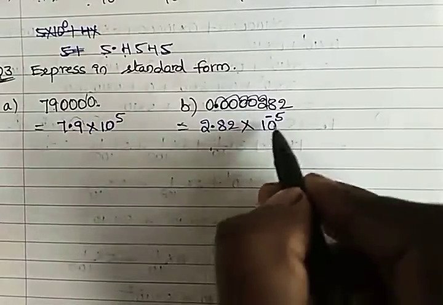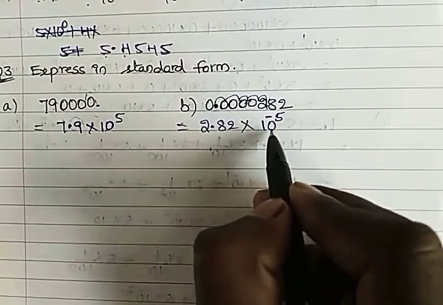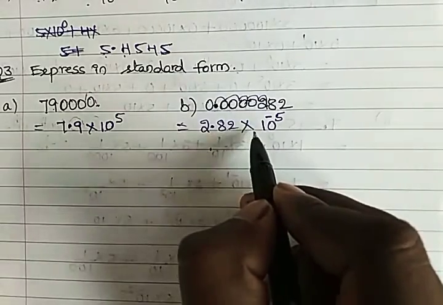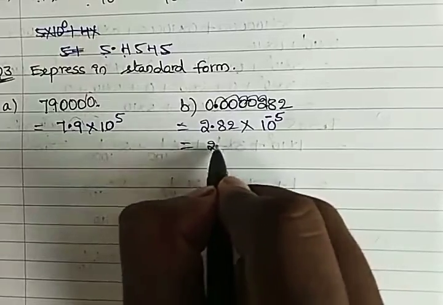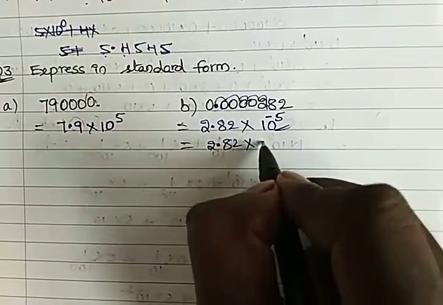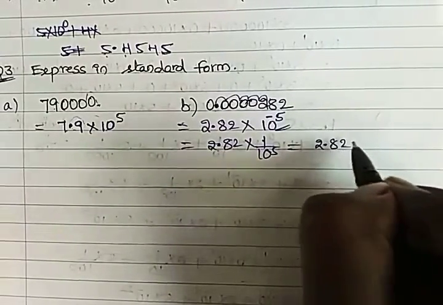Now if you just multiply it back, 2.82 into 1/10 power 5, that means 1/10 power 5 means 1/100,000. This is the answer. I am just doing it in reverse. 2.82 into 1/10 power 5.